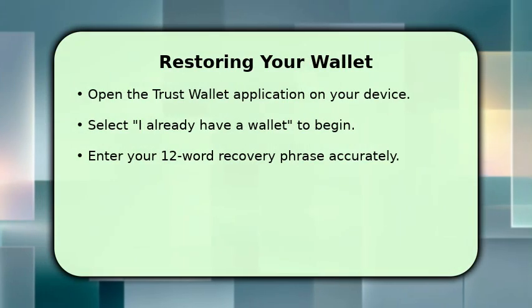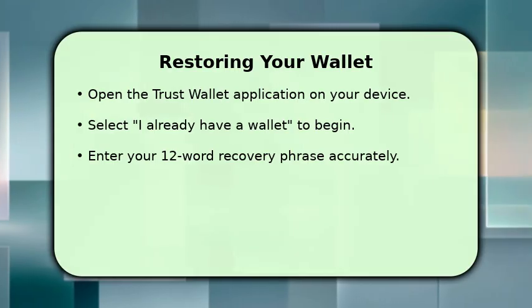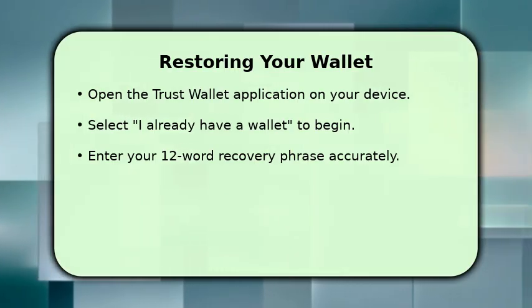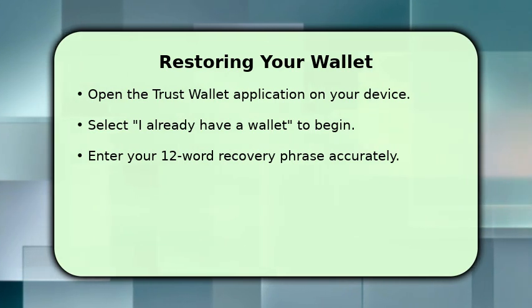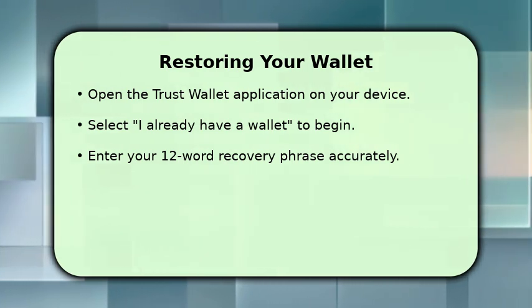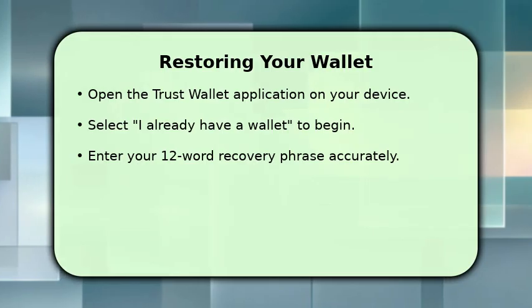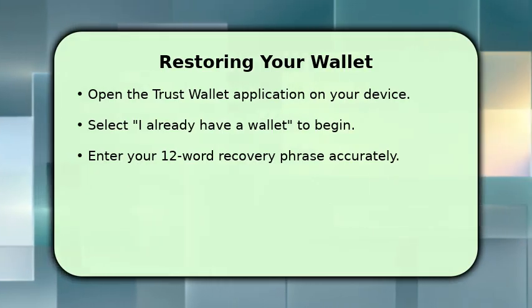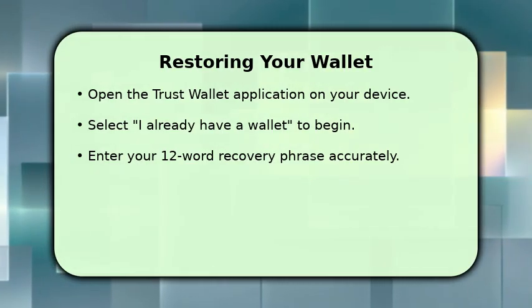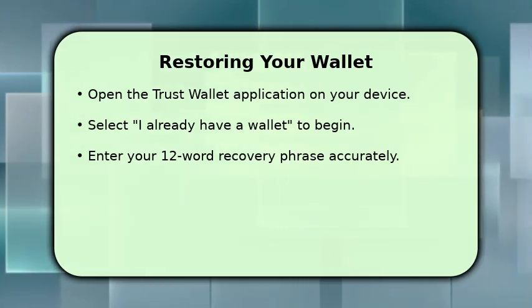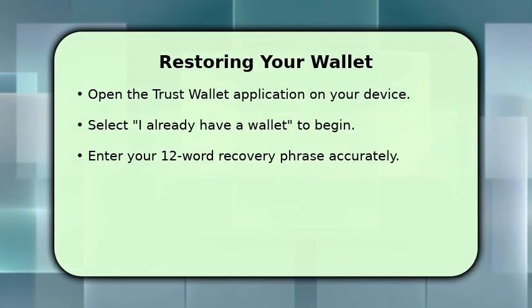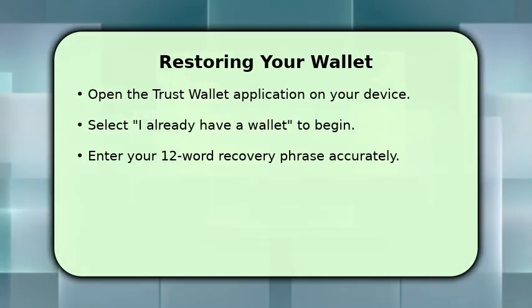To restore your wallet, begin by downloading and opening the official Trust Wallet app on your device. On the welcome screen, select the option I already have a wallet. You will then be prompted to enter your 12-word recovery phrase. Type each word carefully, ensuring correct spelling and order, as even a single mistake will prevent successful restoration. After entering, tap Restore Wallet to regain access to your funds.